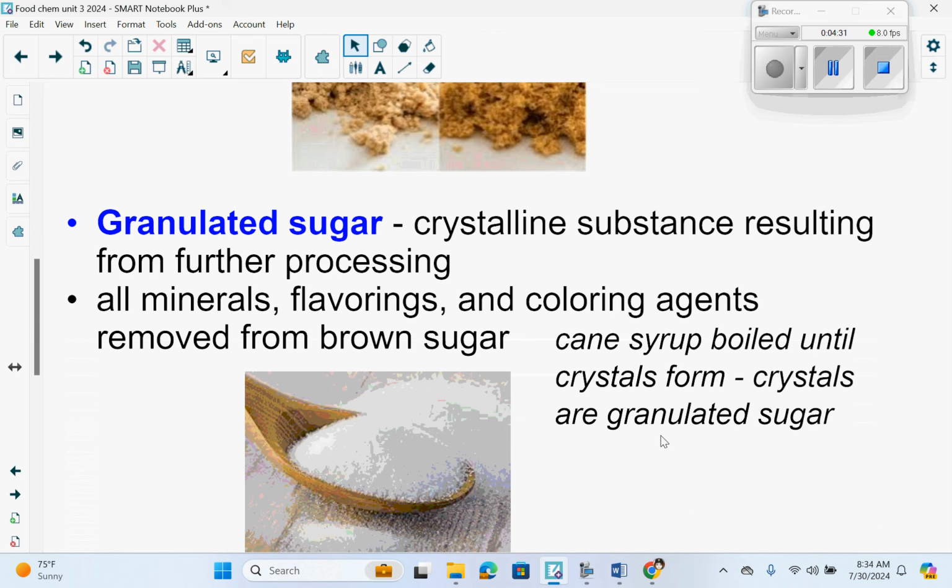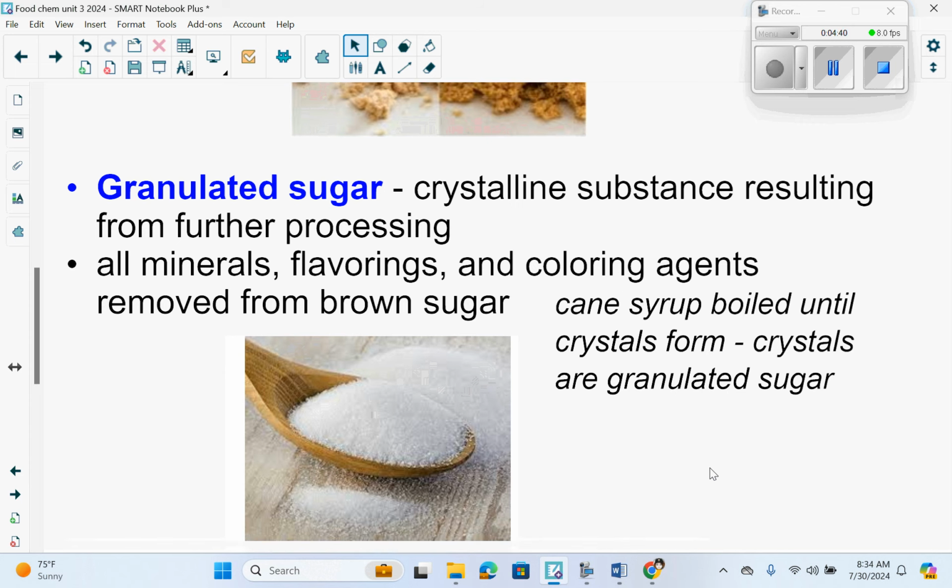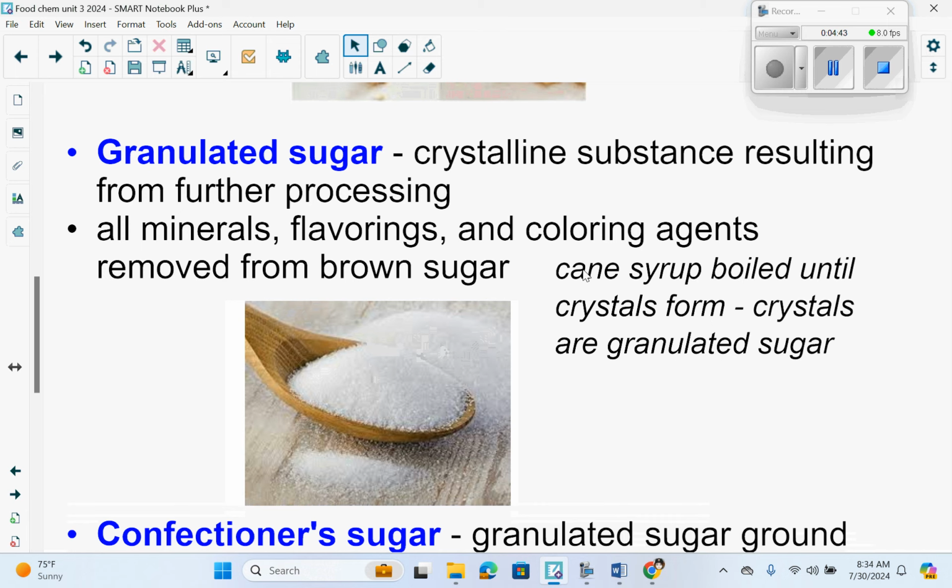Granulated sugar, it's a crystalline substance resulting from further processing. All minerals, flavorings, and coloring agents are removed from the brown sugar. So this is your granulated sugar.